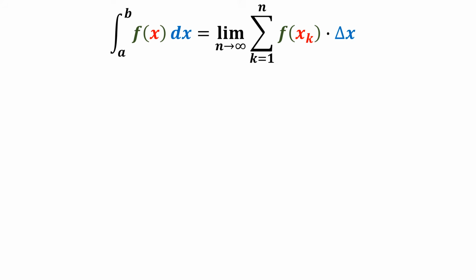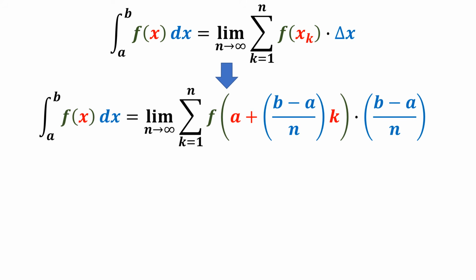Here's the original limit of the Riemann sum, and here is its equivalent in a more computation-friendly form. We simply replace x sub k with a plus k times delta x, and we replace delta x with (b minus a) over n. Let's look at a couple of examples to see how simple this really is.